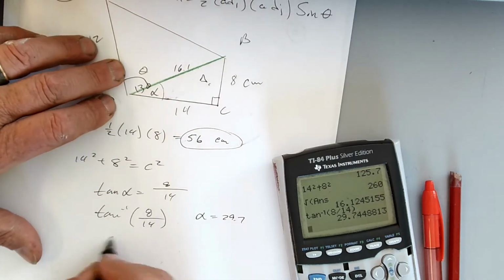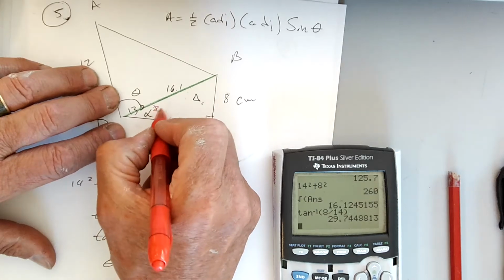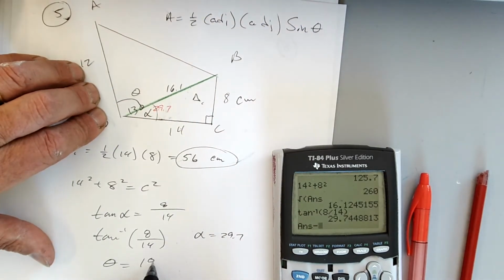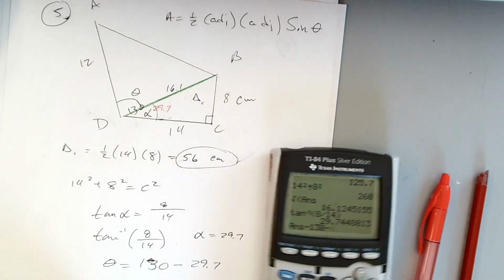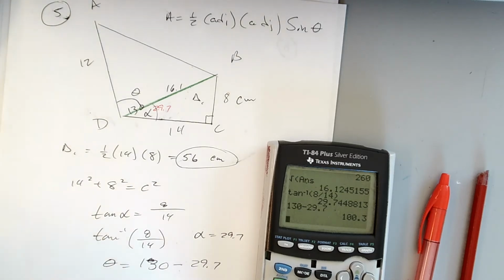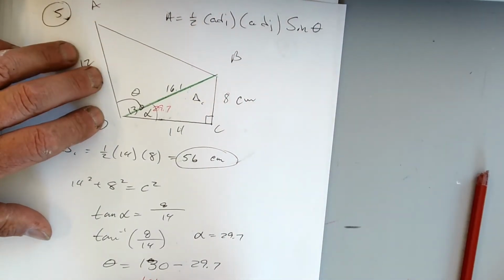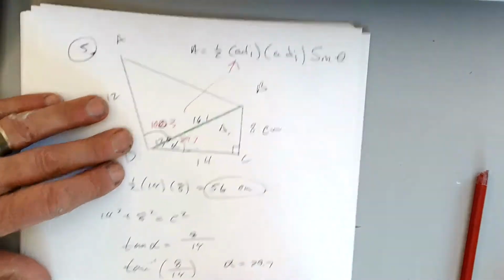So then theta. Okay, let's look at the picture. This is 29.7. Let's subtract from 130. So 130 subtract my 29.7. I get an answer about 100.3. So this angle, 100.3. I can now use that formula to find the area, right?